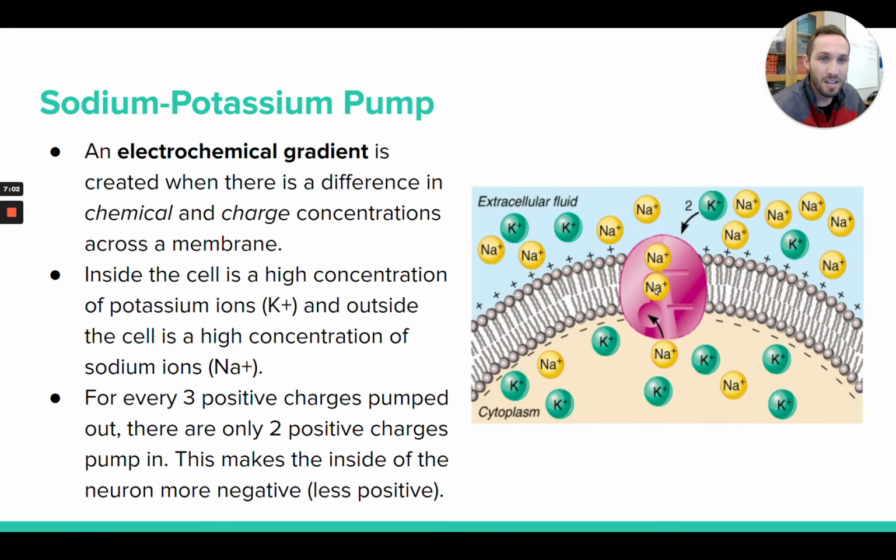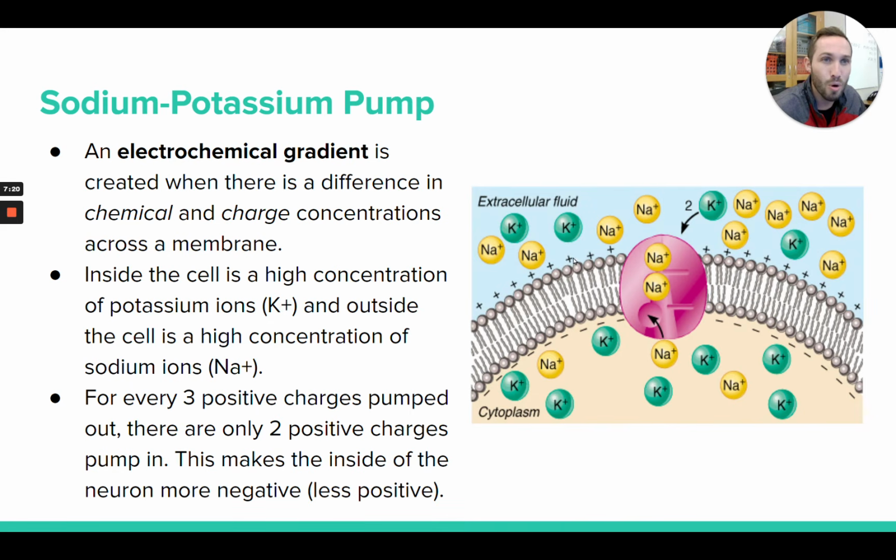So this guy is unfairly dispersing the charges. He's pumping out 3 positive charges outside, but only 2 positive charges inside the cell. And for that reason, the outside is going to end up with a more positive charge than the inside of the cell. So that creates an electrical gradient.